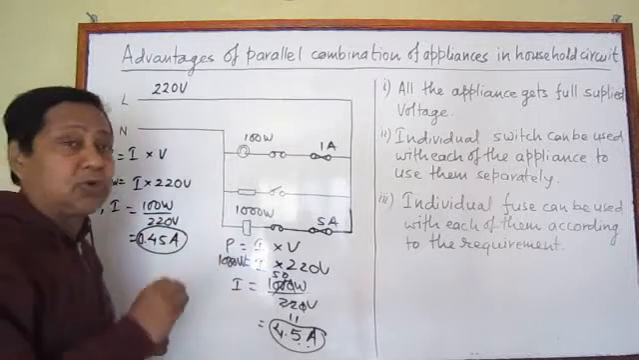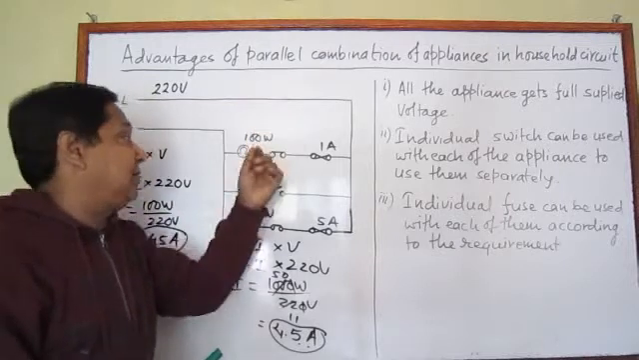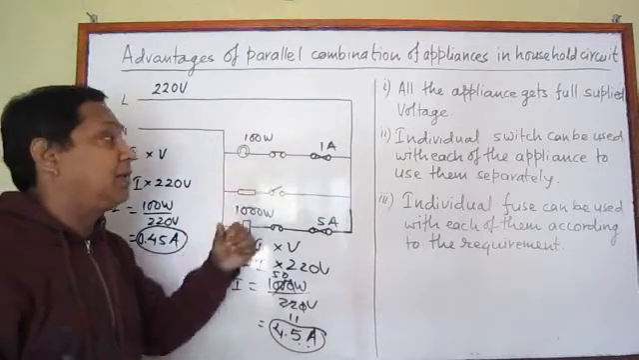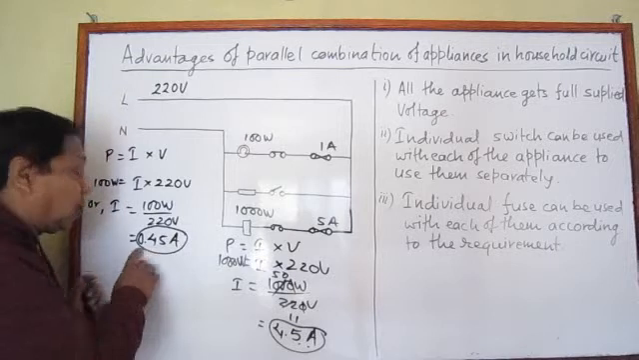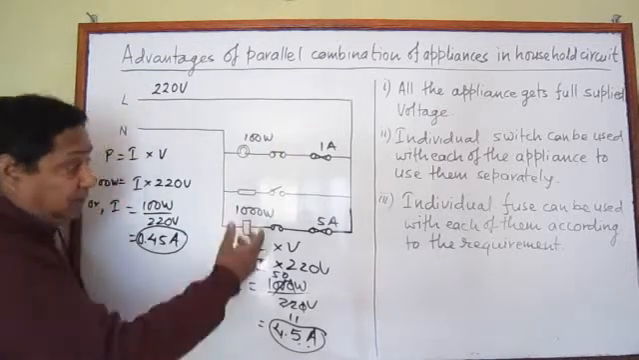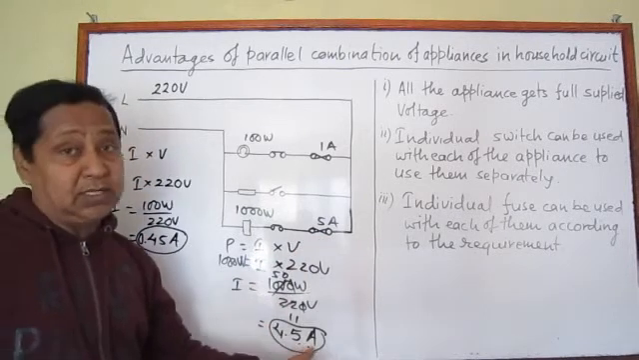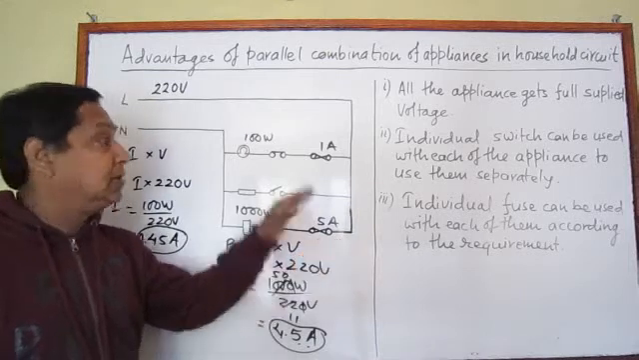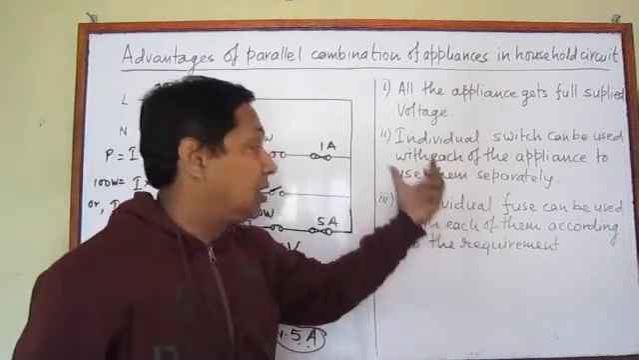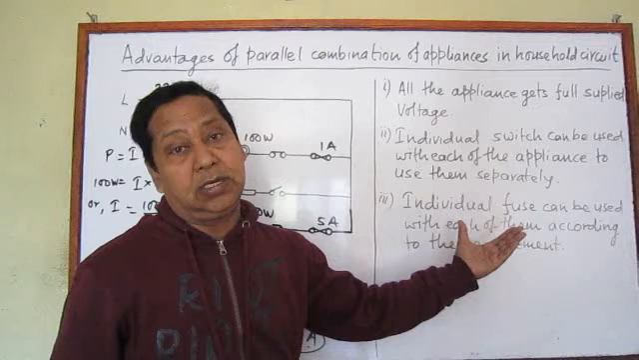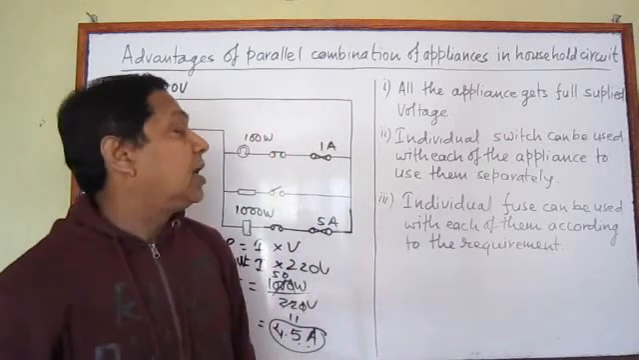This bulb pulls less amount of current, so I want to put a fuse of less capacity to run it. And if current exceeds the limit, then to prevent damage in this circuit and damage to the appliance, I put the fuse. And the fuse should be a little more than the required current. Required current is 0.45 ampere. We can use a 0.5 or 1 ampere fuse here. In the same way, here, the required current is 4.5 amperes. That's why we need to put a high capacity fuse here. An individual fuse can be used with each of the appliances to run them separately, and that's why this is another important characteristic advantage of this combination. Individual fuse can be used with each of them according to the requirement.